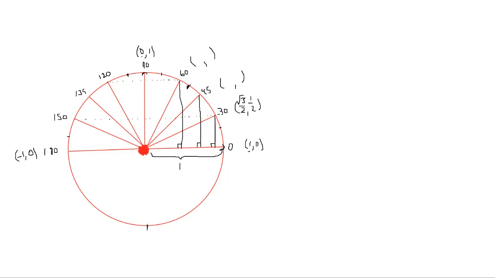So notice that as I moved from 0 degrees to 30 degrees, the x value got smaller, but the y value got larger. And that's going to continue as we move all the way up to 90 degrees. So let's let the x value go down as we move up to the 45. Well, it's going to go down to the square root of 2 over 2.